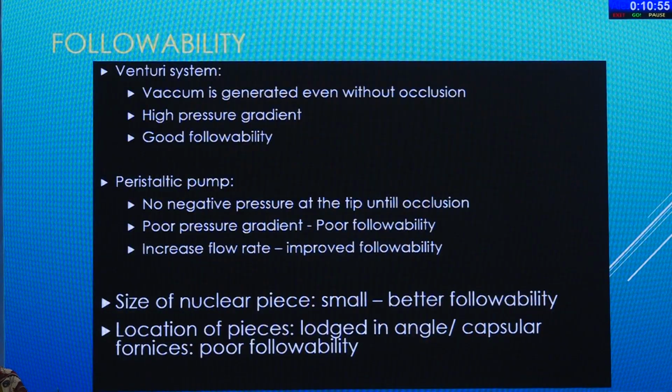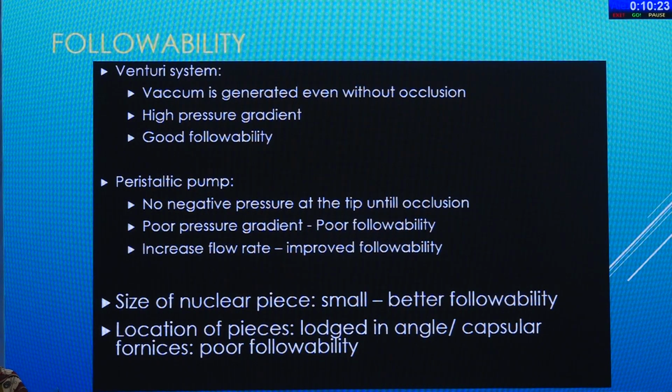So in a nutshell, in the venturi system, since the vacuum is generated even without occlusion, the pressure gradient is high, and followability is very good. In comparison, in the peristaltic pump, since there is no negative pressure at the tip until occlusion happens, the pressure gradient is poor, so the followability is relatively poor as compared to the venturi pumps. But if we increase the flow rate, the followability can be improved.